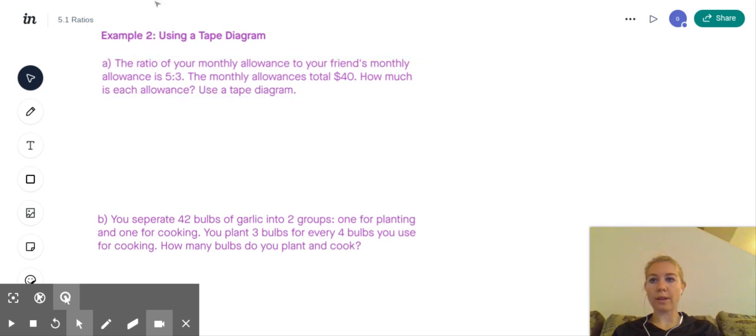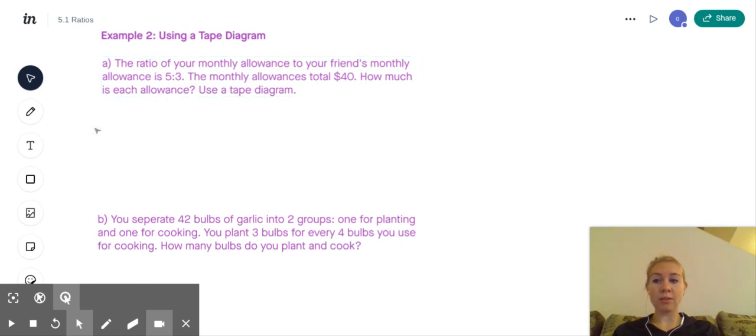Okay, let's go over example 2, which is using a tape diagram. And this is part of chapter 5, section 1, ratios. Problem A says the ratio of your monthly allowance to your friend's monthly allowance is 5:3. So they already gave us the ratio of your allowance to your friend's, which is 5:3. The monthly allowance total is $40. How much is each allowance?